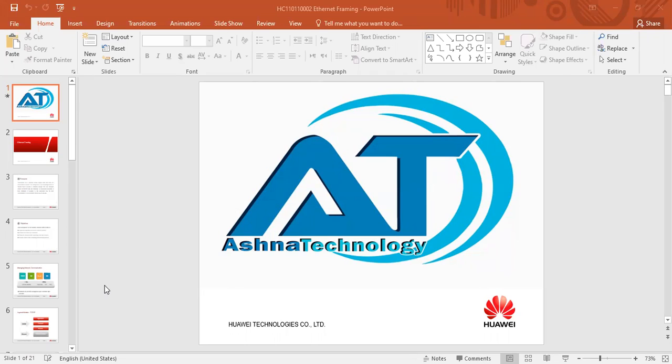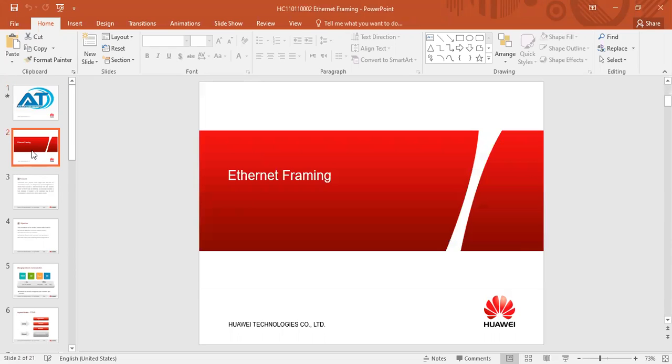Today we will discuss the topic about the data link layer. In this chapter we will cover the major functionalities of the data link layer. In today's lecture, we will cover Ethernet framing. What is Ethernet framing?